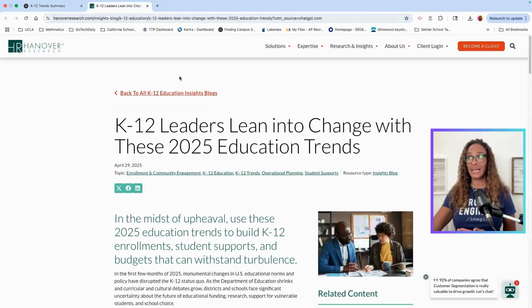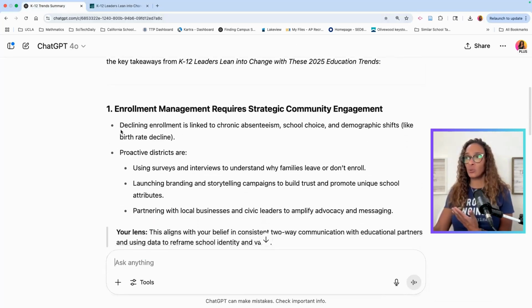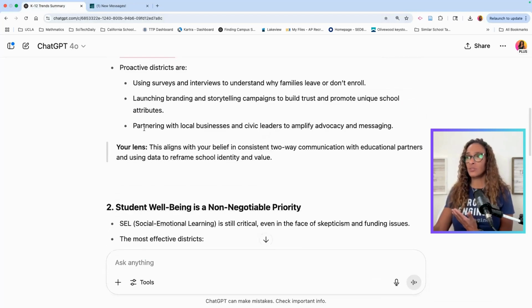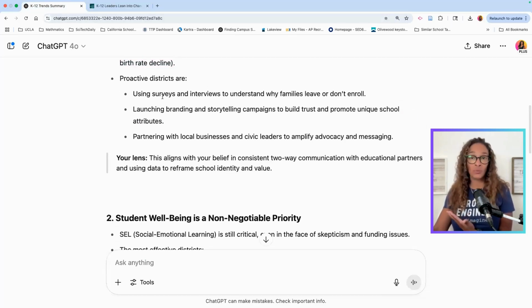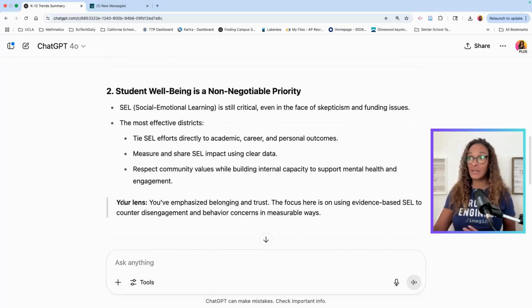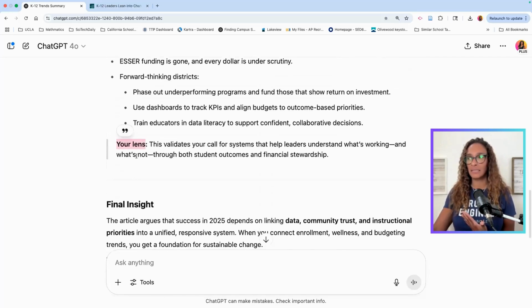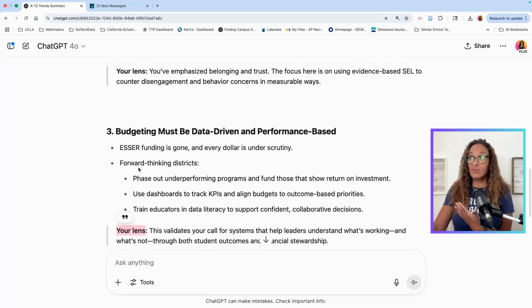This article, if I were to look at it online, is about K-12 leaders leaning into change with these 2025 educational trends. Nice article, positive article. One, enrollment management requires strategic community engagement. It gives you some bullet points, some things proactive districts are doing, and then my lens. And then here it says number 2, students' well-being is a non-negotiable priority, and it breaks that down. What I really like is that every one of these bullets gives it from my lens. And those are the main key points.